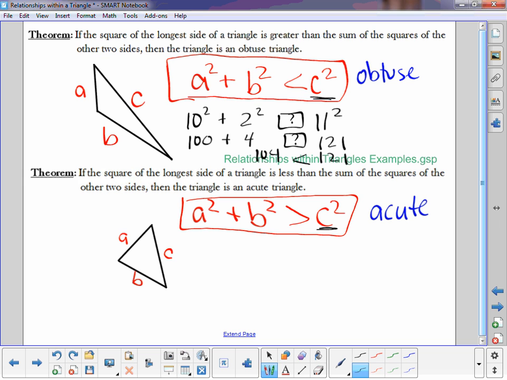So basically when we go through and do it, I literally draw a box with a question mark. I don't know what sign is going to go there. Is it less than, greater than, or equal to?